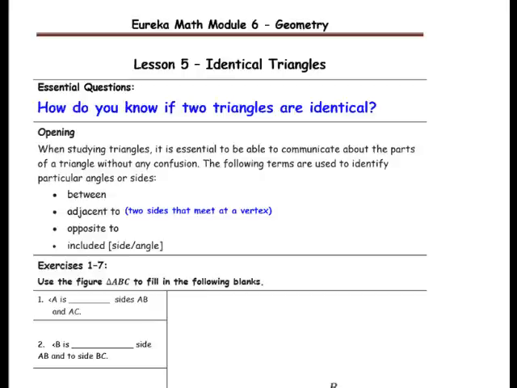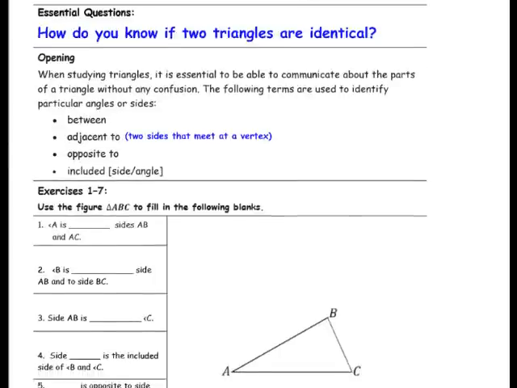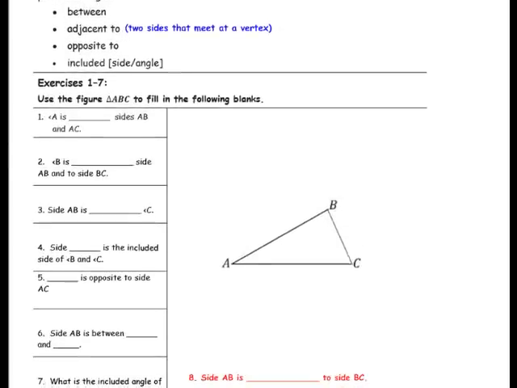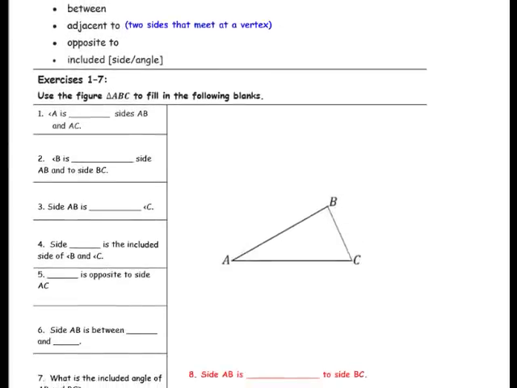When studying triangles, it is essential to be able to communicate about the parts of a triangle without any confusion. The following terms are used to identify particular angles or sides: between, adjacent to, opposite to, and included. Adjacent means that two sides meet at a vertex. In exercises 1 through 7, we'll use the figure triangle ABC to fill in the following blanks, and we'll use the words between, adjacent, opposite, and included.